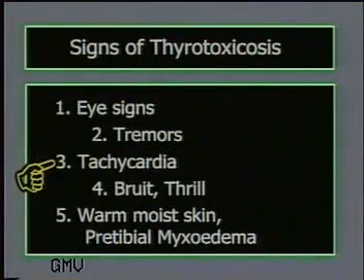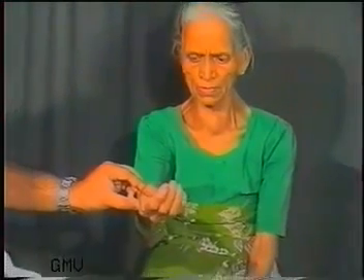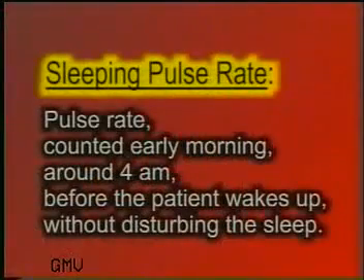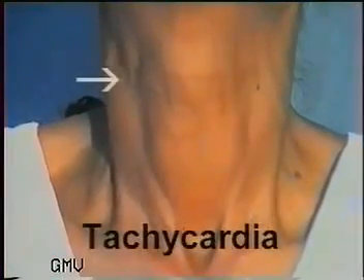Next, feel the radial pulse. Tachycardia and bounding pulse are characteristic of thyrotoxicosis. However, pulse rate may increase further due to anxiety which is associated with thyrotoxicosis. So, to judge the degree of thyrotoxicosis, you must count the sleeping pulse rate, which is counted early morning around 4 am, that is before the patient wakes up, without disturbing the sleep. A fast and irregular pulse may suggest atrial fibrillation.